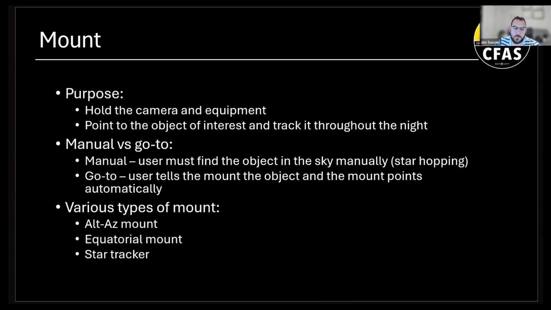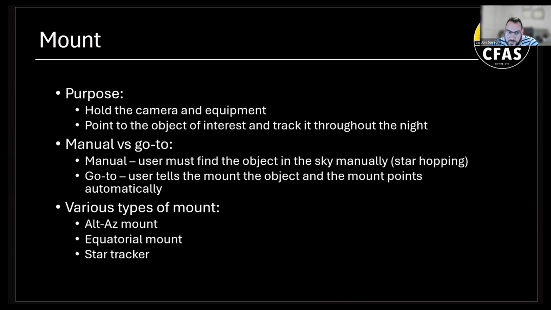And notice I put the mount before the lens and telescope. You'll hear oftentimes that the mount is the most important piece of equipment, because if you don't have a way to track your object and point your camera and lens to the sky, you're not going to be able to take pictures. The purpose of the mount is that it's holding your camera and your telescope and everything else, it's going to point to the region of interest that you want, and it's going to track that object throughout the night.